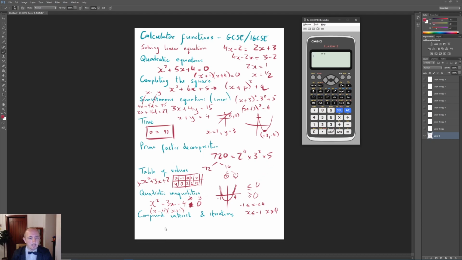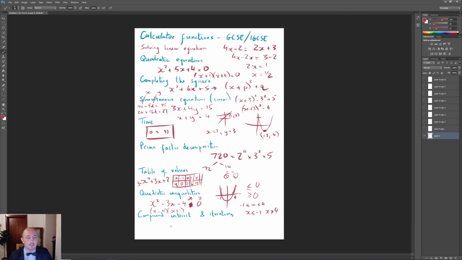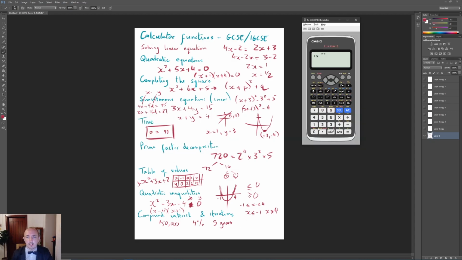Okay, next one, compound interest. So let's say we've got £150,000 and we want to invest it for 4% for 5 years. Okay, so you've got that complicated formula that you can use, but we can also try this. 150,000, press equals, and then I'm going to do answer times 4%. That's 104% of my original investment. So I'm going to do 104%, and then I'm just going to keep pressing equals. That's the first year, second year, third year, fourth year, and fifth year.